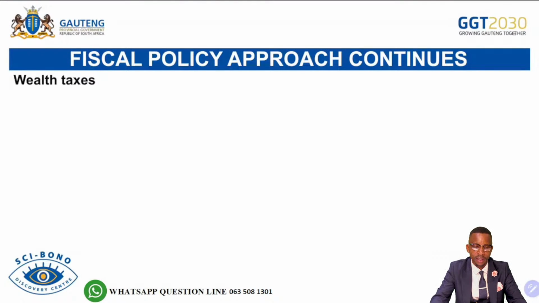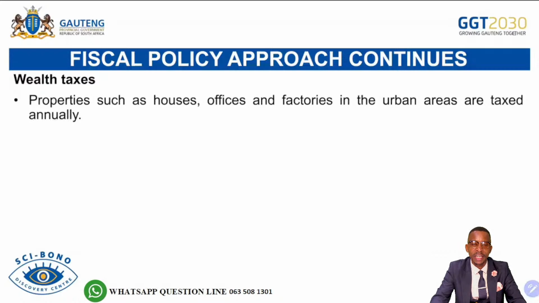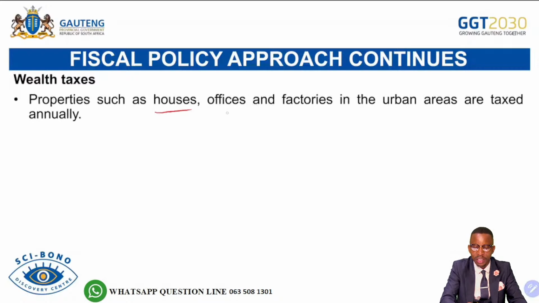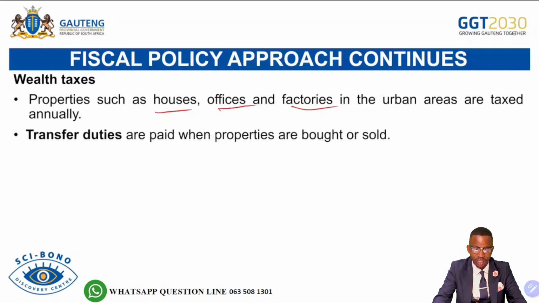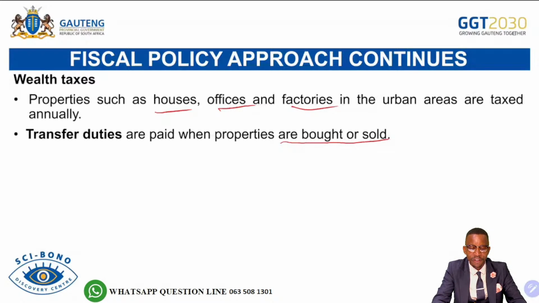Wealth taxes, like we mentioned before, are taxes that are imposed on the sale or purchase of assets. Properties such as houses, offices, and factories in urban areas are taxed annually. As that is being taxed, transfer duties are paid when properties are being bought or sold. Whenever one is buying a property, there will be a transfer duty payable so that the property can belong to the new owner.